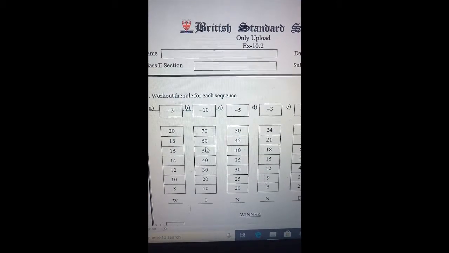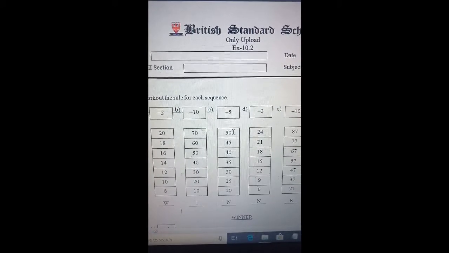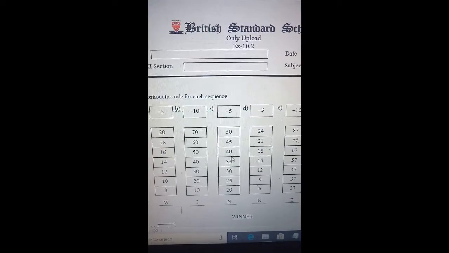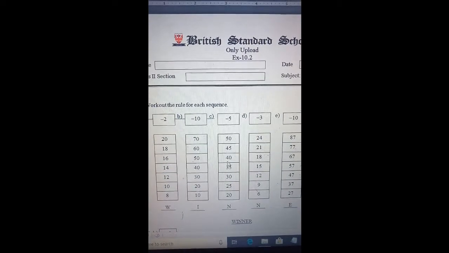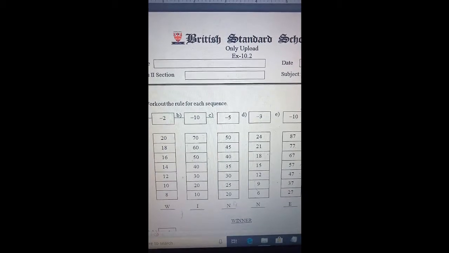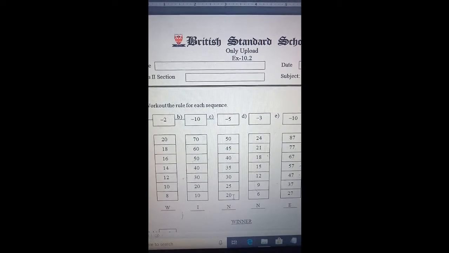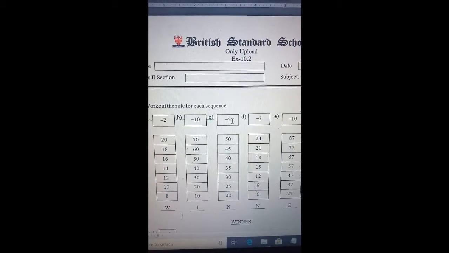In number C, here is 50 and the backwards numbers are 45, 40. Here we can see, to fill up this ladder, we have to subtract 5 from each number. Then we get here 35, 30, 25 and 20. And we have to write here minus 5.